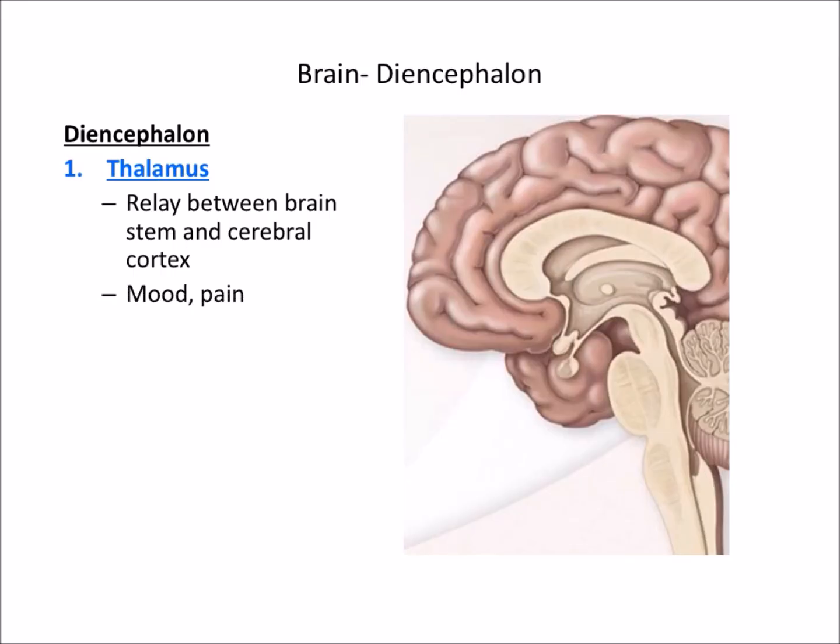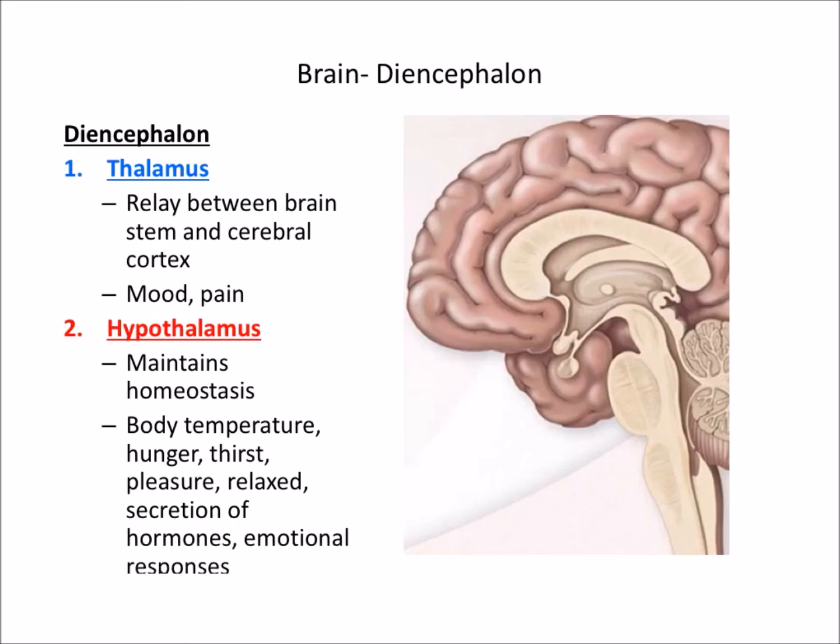The second part of the diencephalon is called the hypothalamus. The hypothalamus maintains homeostasis and regulates body temperature, hunger, thirst, pleasure, relaxation, secretion of hormones, and other emotional responses.